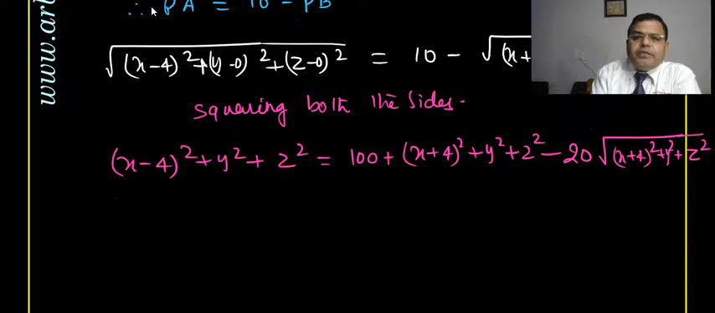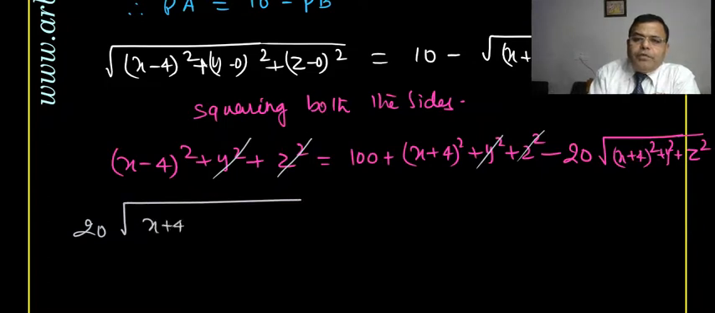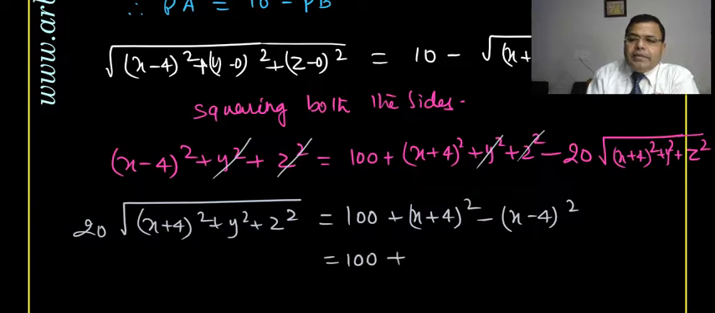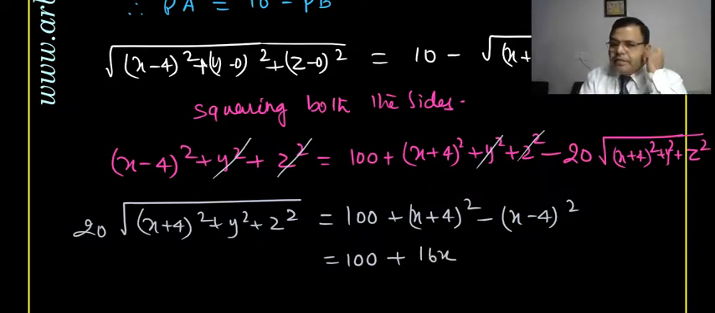So x square, y square, z square will cancel out. These two cancel out. This will come to this side and it will be 20 under root (x plus 4) whole square plus y square plus z square is equal to 100 plus (x plus 4) whole square minus (x minus 4) whole square. That will be nothing else but 100 plus, x square cancels out, minus 8x and plus 8x, that is 16x. Everything will cancel out here. You can use a plus b, a minus b even. So that will be 16x.